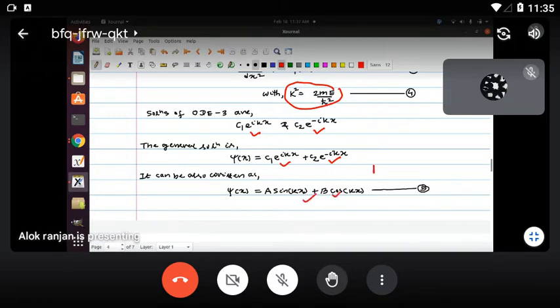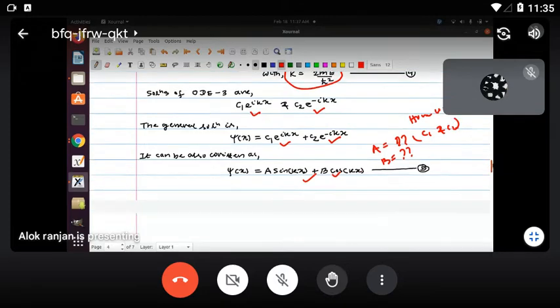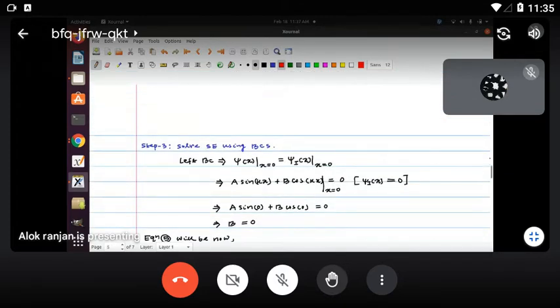Here you find the value of a and the value of b in terms of c1 and c2. You can take it as homework and find it. So in short, the general solution, by solving this ordinary differential equation, is a sin kx plus b cos kx. So now, what is the next step? We need to apply boundary conditions to this Schrodinger equation. So what is the boundary condition?